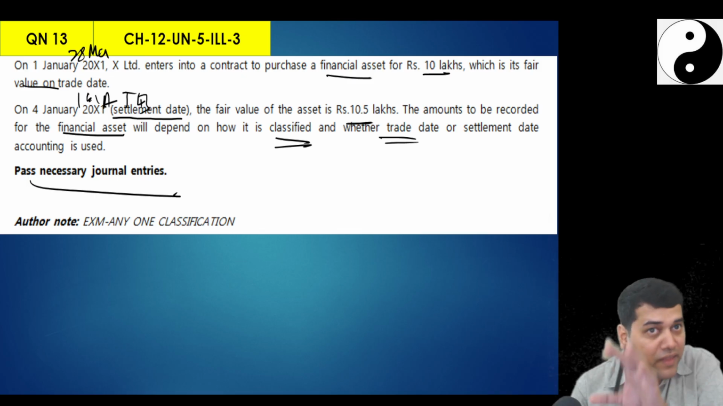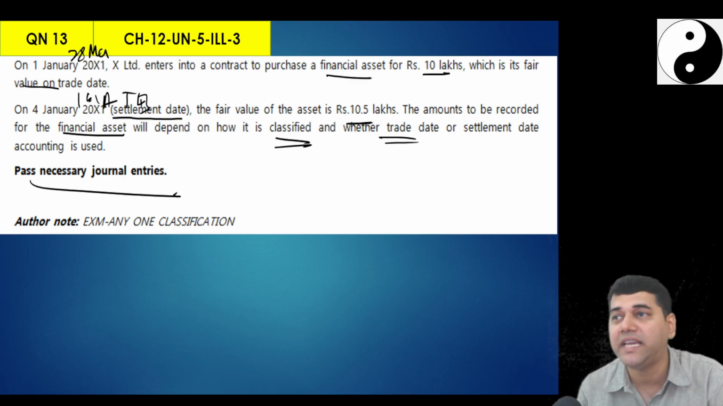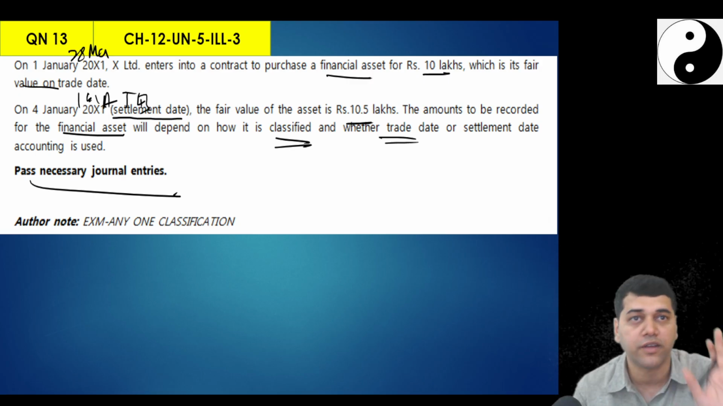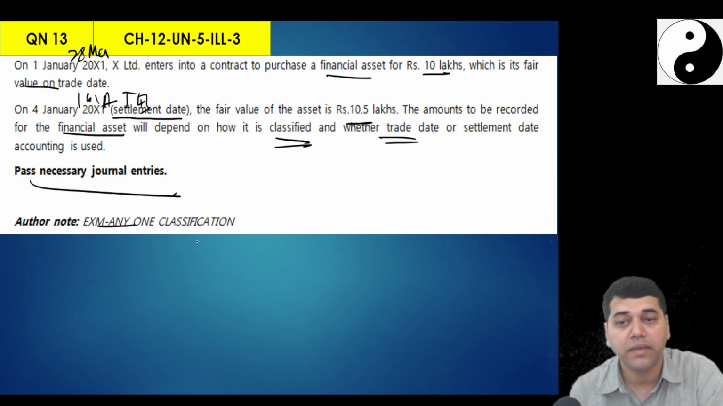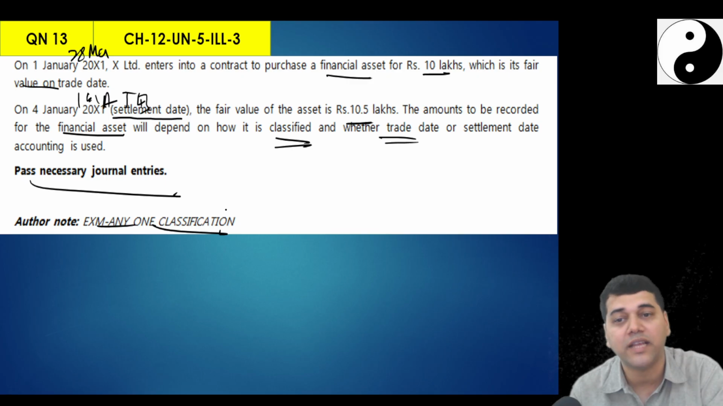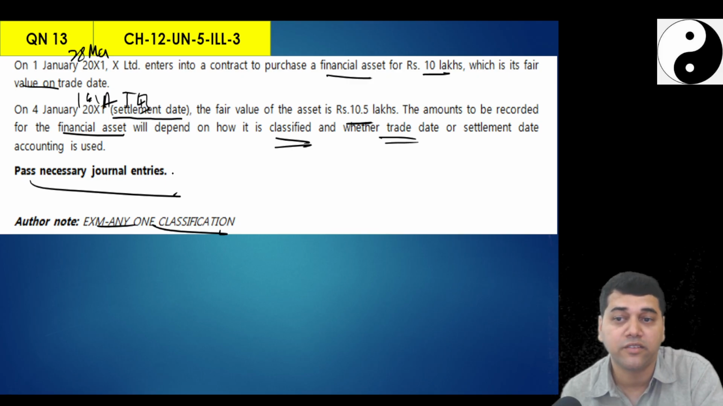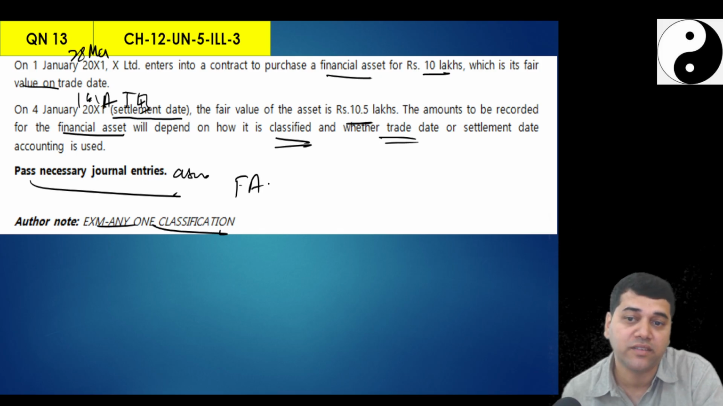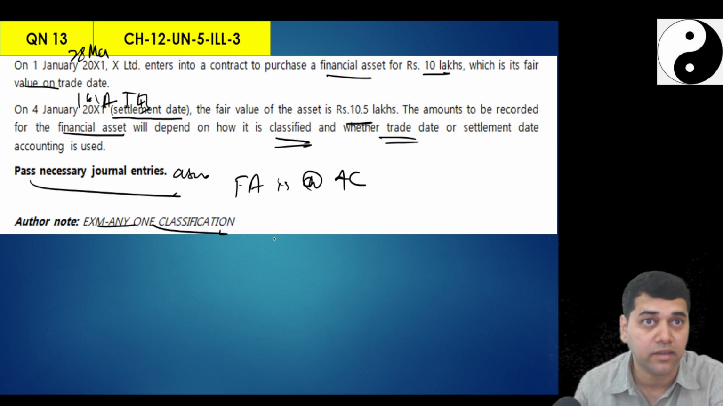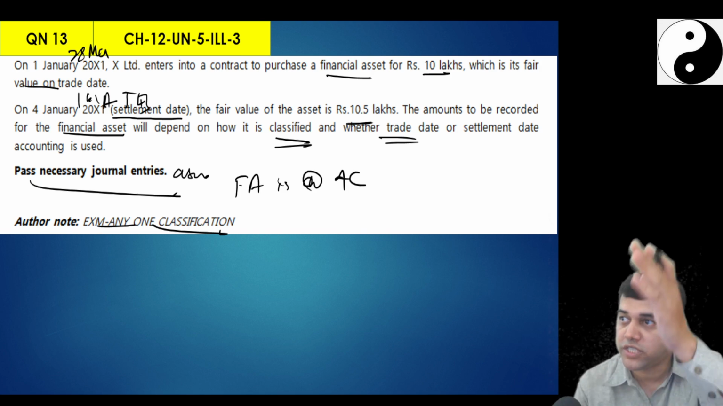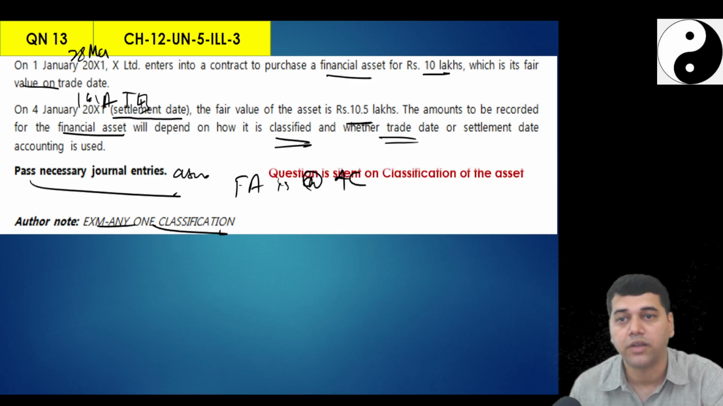On initial recognition, it doesn't make any difference which method of accounting I am going to follow, or what my classification is. In the exam they may ask any one classification. They may say, pass the necessary entry assuming the financial asset is at amortized cost. They may say, do all: amortized cost, FVTPL, FVOCI. Okay, right.